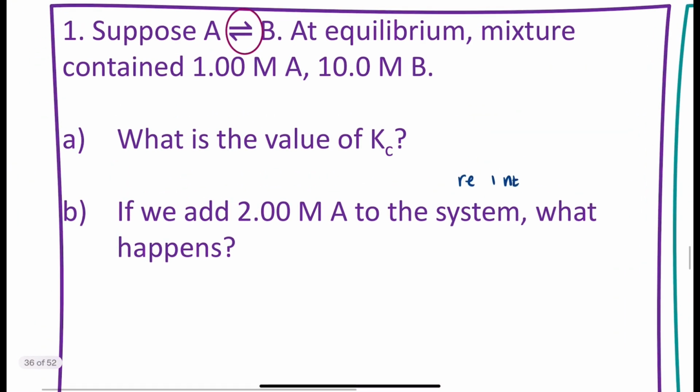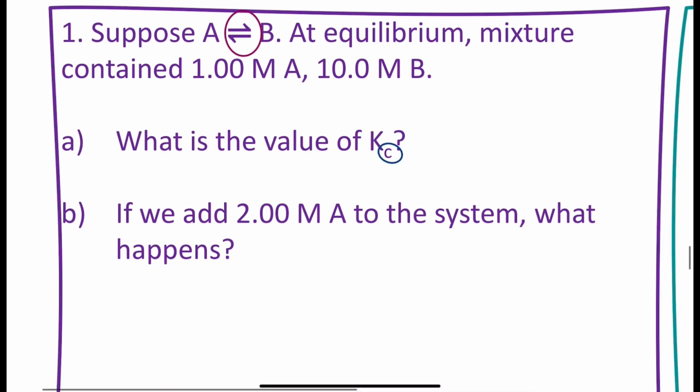Suppose I've got A in equilibrium with B. At equilibrium, the mixture contained 1.00 molar A and 10 molar B. What is the value of Kc? Kc, again, is your equilibrium constant. And we find this by taking all of your products and putting them in the numerator. If they have any coefficients in the balanced reaction, they become the exponent on that species. If I have multiple things in the product, they get multiplied by each other. And Kc means we're using molarity, because that C means concentration.